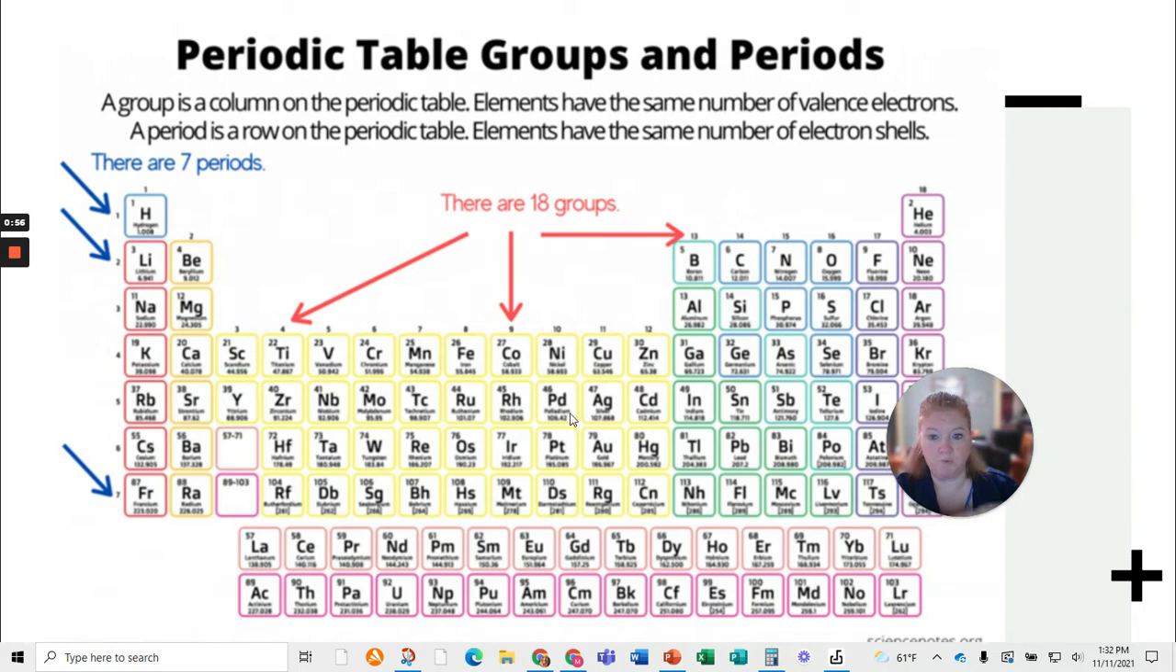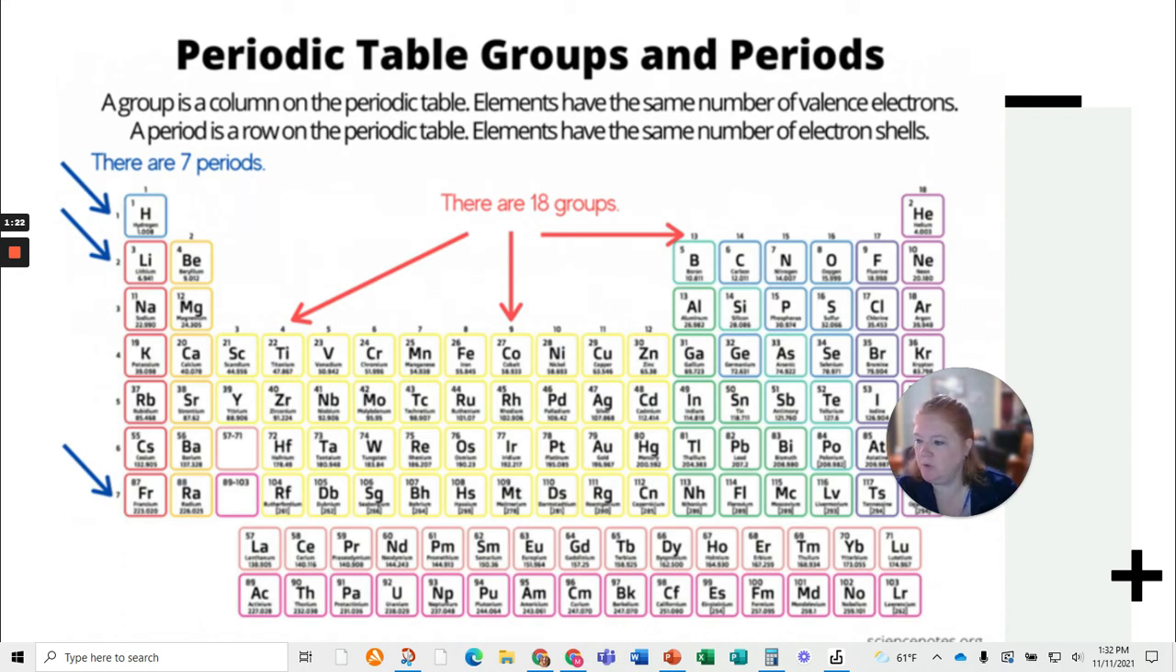And I have two little tricks to help you remember which is which. So a group is a column, a vertical column like this. A period is a horizontal row like this. Elements in the same group share the same number of valence electrons. Elements in the same period share the same number of occupied energy levels, meaning the same number of energy levels that have electrons in them.